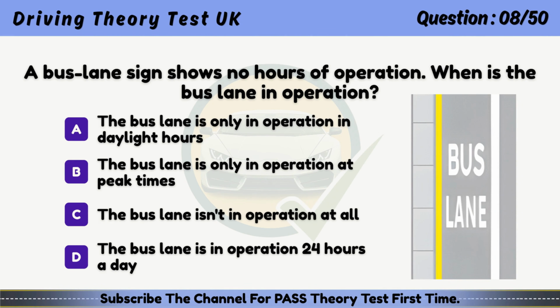Question 8. A bus lane sign shows no hours of operation. When is the bus lane in operation? Option A. The bus lane is only in operation in daylight hours. B. The bus lane is only in operation at peak times. C. The bus lane isn't in operation at all. D. The bus lane is in operation 24 hours a day.